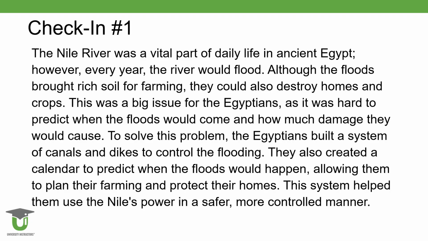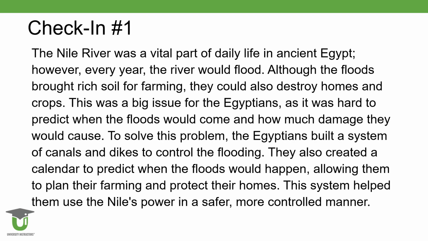This was a big issue for the Egyptians, as it was hard to predict when the floods would come and how much damage they would cause. To solve this problem, the Egyptians built a system of canals and dikes to control the flooding. They also created a calendar to predict when the floods would happen, allowing them to plan their farming and protect their homes. This system helped them use the Nile's power in a safer, more controlled manner.